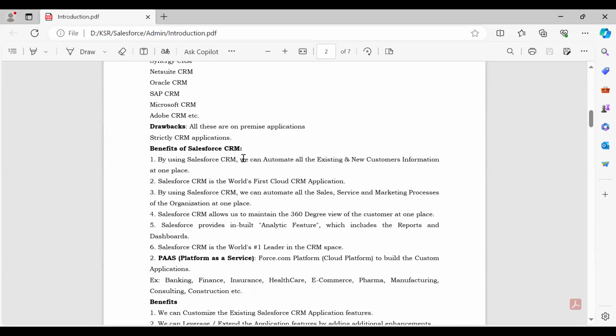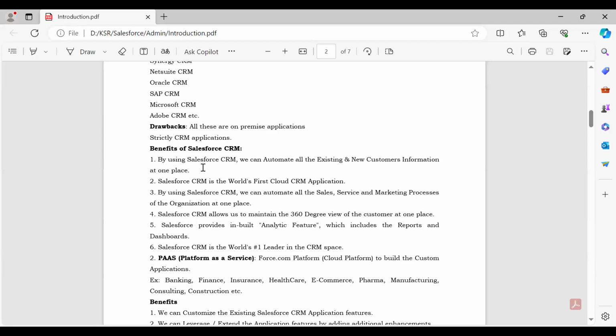Let me explain. By using Salesforce CRM, we can automate all the existing and new customers' information at one place. Yesterday, we discussed that Salesforce is offering so many products to their customers. I have listed out some products like Sales Cloud, Service Cloud, Marketing Cloud, App Cloud, Health Cloud, Financial Services Cloud. All these are various products offered by Salesforce to their customers. By using these applications, we can automate our business processes.